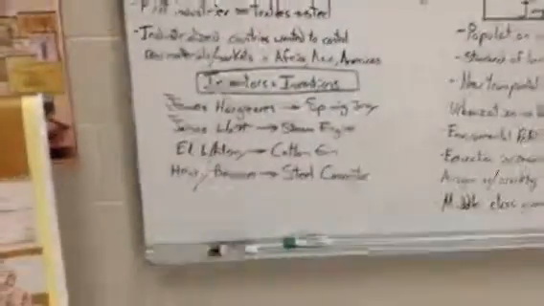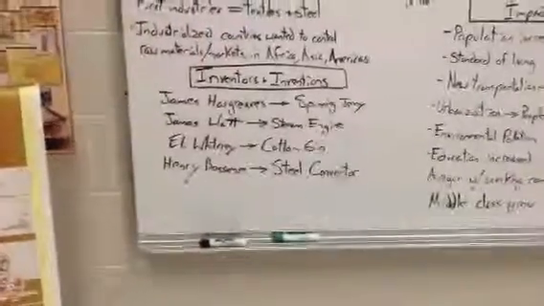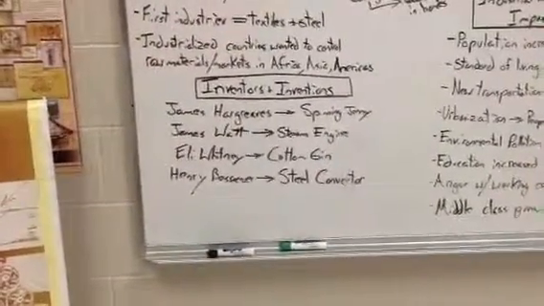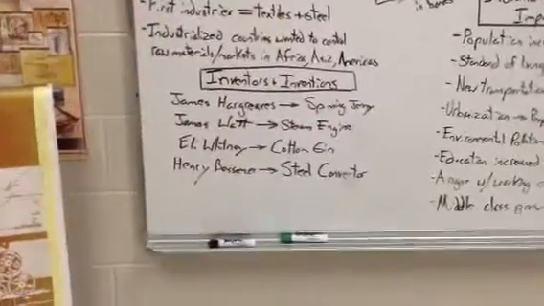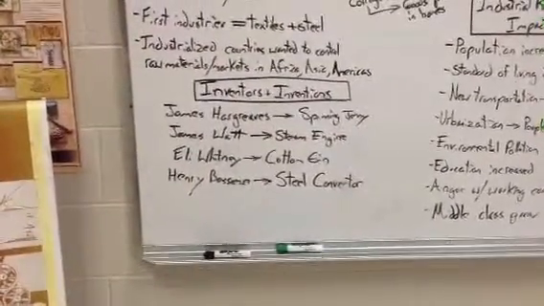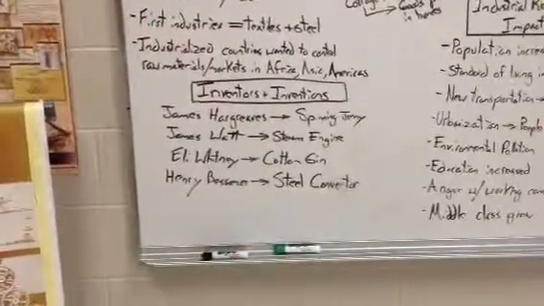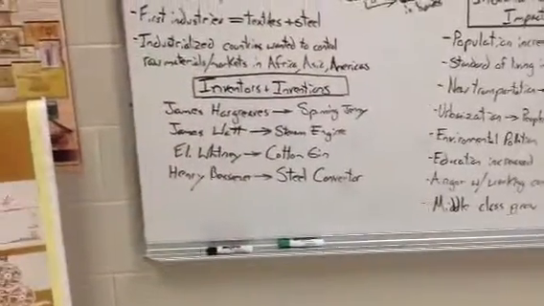Back over here to inventors and inventions. You have four big inventors you need to know. James Hargreaves invents the spinning jenny, which is going to rapidly speed up the production of textiles, cloth products. James Watt is going to be the developer of the steam engine, which is very crucial. It's going to power the entire revolution.